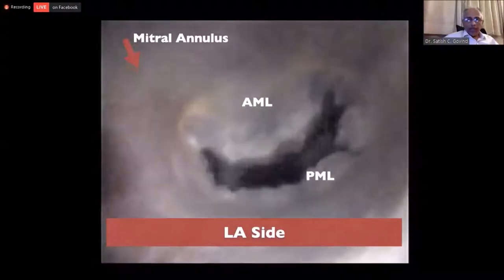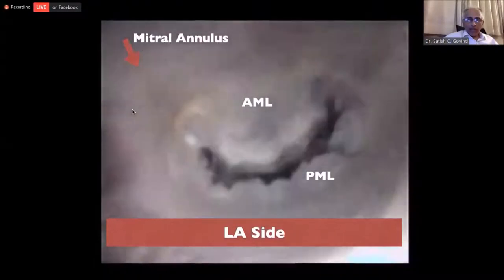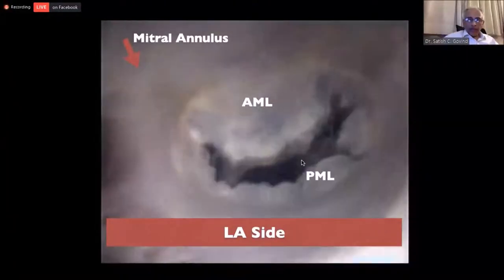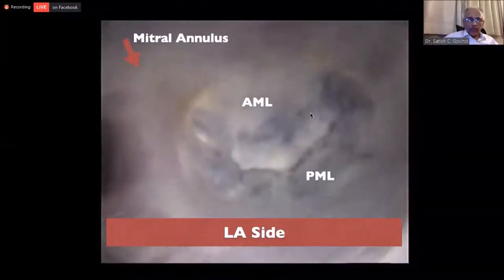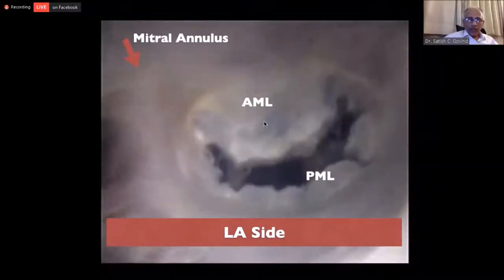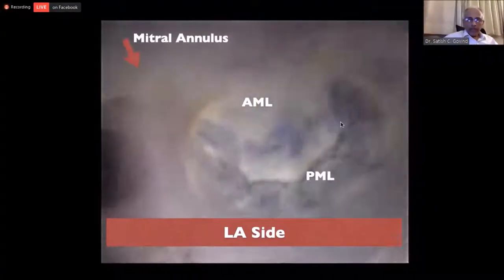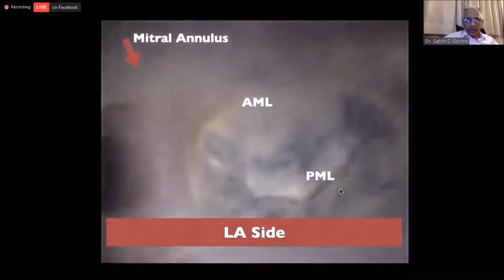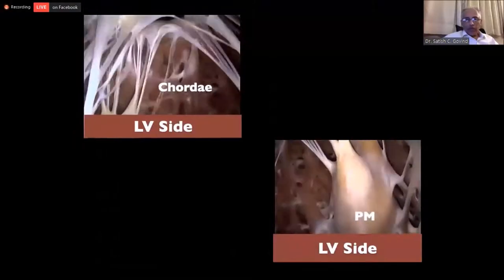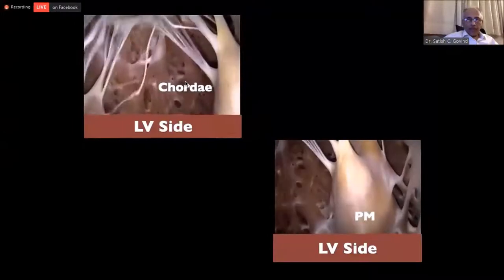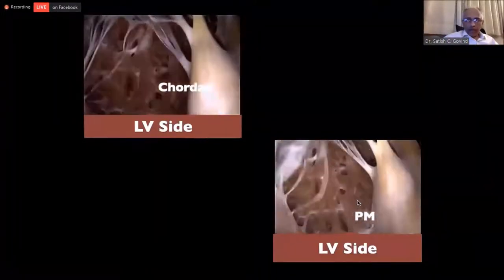You have the mitral annulus, which circles around the valve. And from the mitral annulus, you have the anterior mitral leaflet and the posterior mitral leaflet. What is very obvious is that the anterior leaflet has a large area but less connection to the annulus, so it is more mobile, while the posterior leaflet has more attachment and less area, so it is less mobile. Then you have these small indentations, which are the scallops, which the anterior mitral leaflet does not have. If you go to the LV side, you look at the chordae very clearly here. Fine, thin chordae, and then you have the papillary muscles.